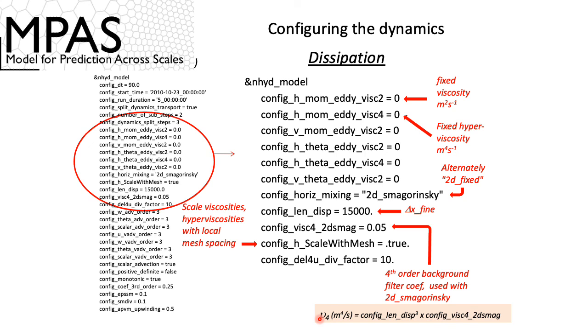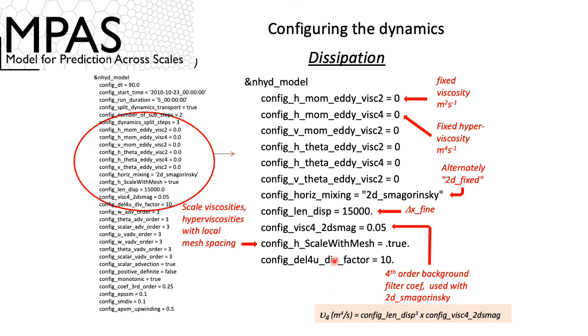That gets you a hyperviscosity that typically is significantly less than what's used in climate models, but more attuned to what's used in a lot of NWP models. So just keep that in mind. That's how the background filtering in MPAS is set, in the hyperviscosity.